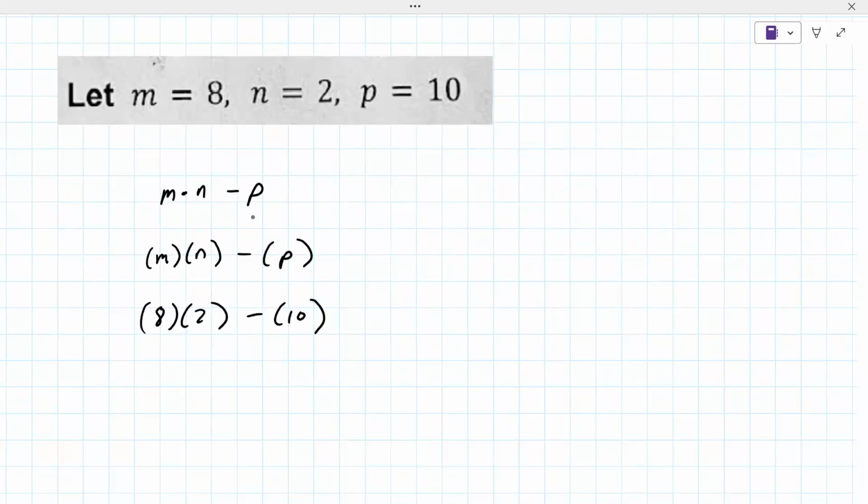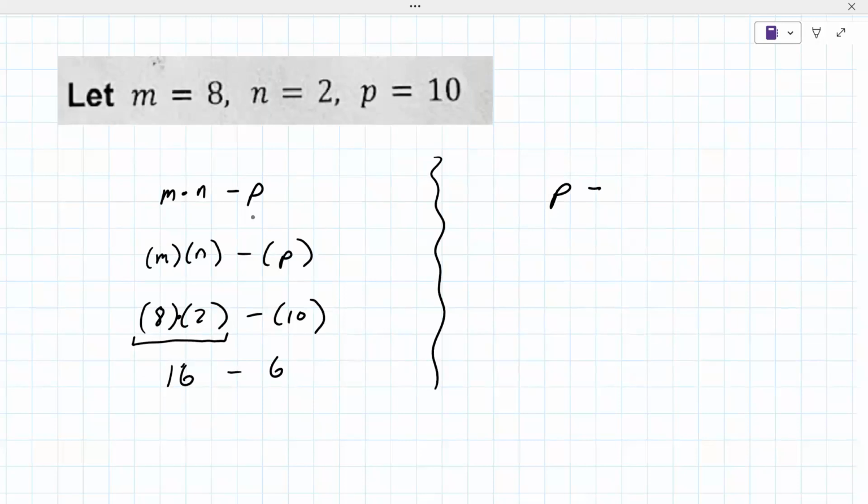Would I multiply the 8 and 2? Yes, when they're squeezed together and there's no math operation, you definitely do multiply. So it would be 6. Very good.